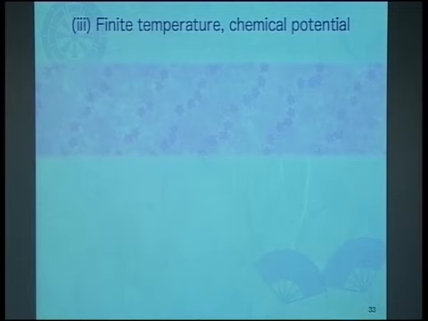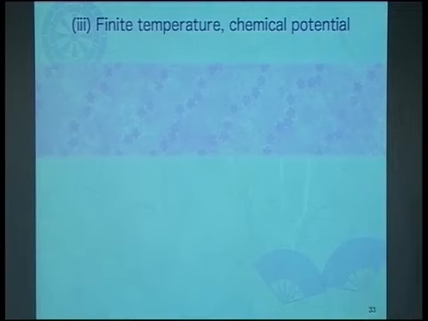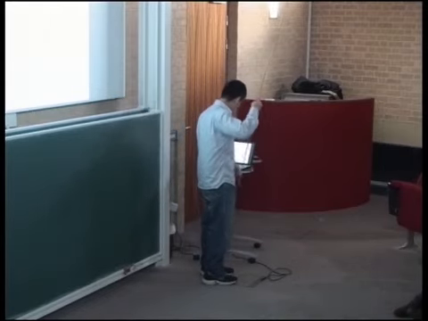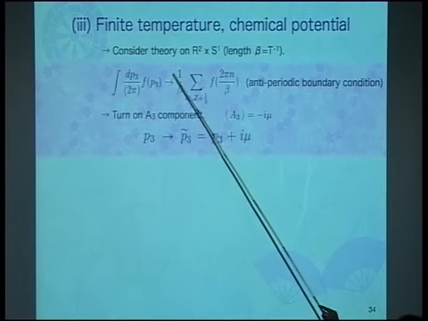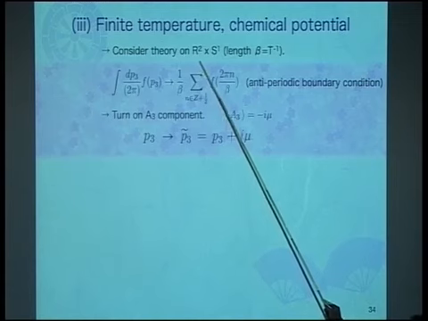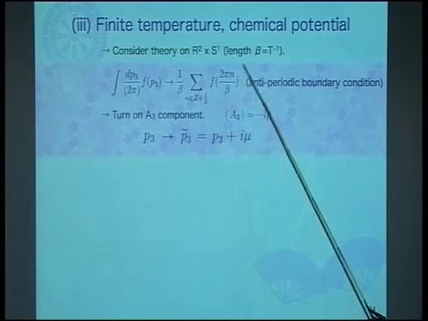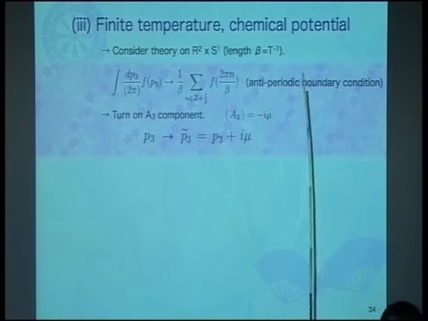Okay. I want to understand the system with finite temperature and chemical potential. In this case, we suspect more interesting things happen. Let me explain. The prescription is the following. To introduce finite temperature, we consider the theory on R^2 times S^1 instead of R^3. And the circumference of S^1, beta, is considered as the inverse temperature.